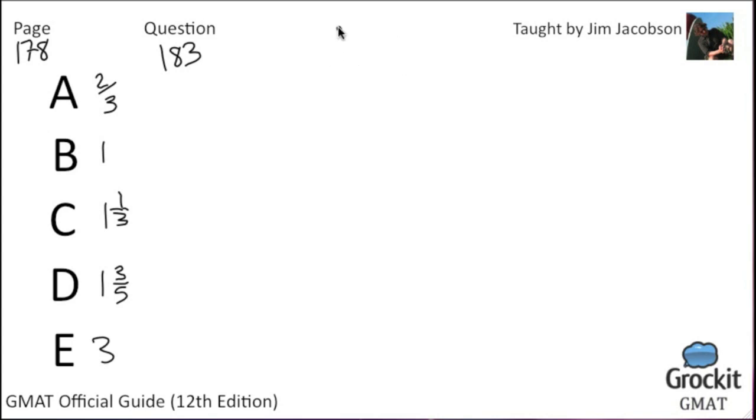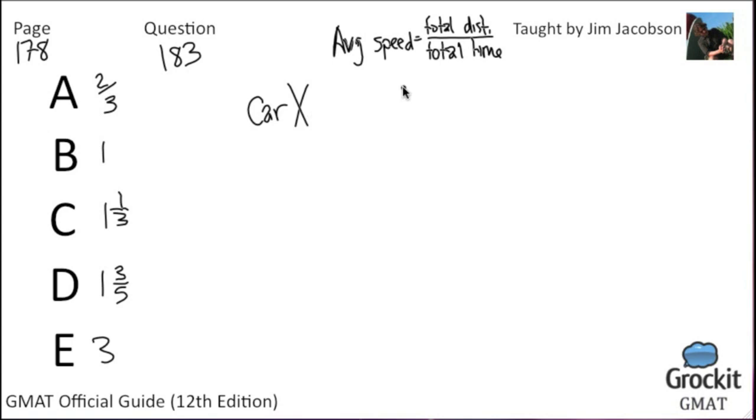So one formula that's important to remember on the GMAT, one of many, there's lots of important formulas, but this one's pretty big. Average speed, that's a V for average, equals total distance over total time. So we have car X, which did 80 miles total distance, total time in 2 hours, so its average speed was 40.